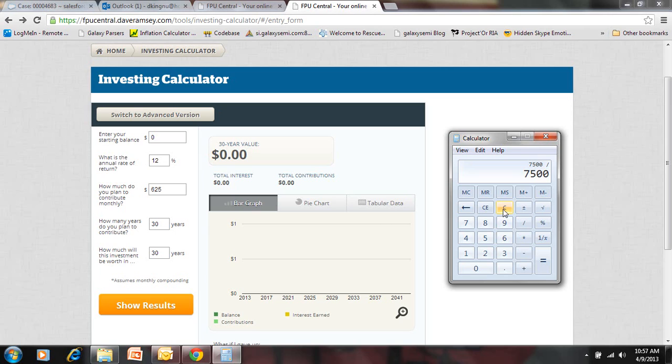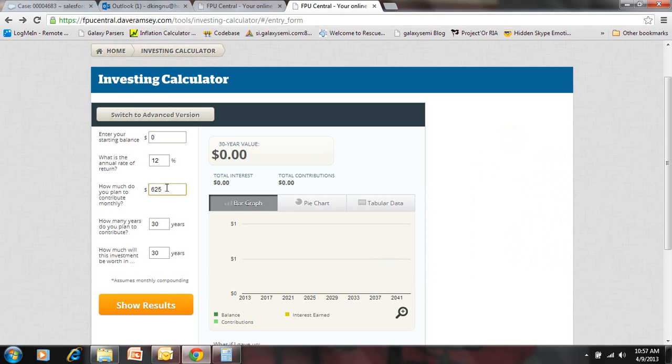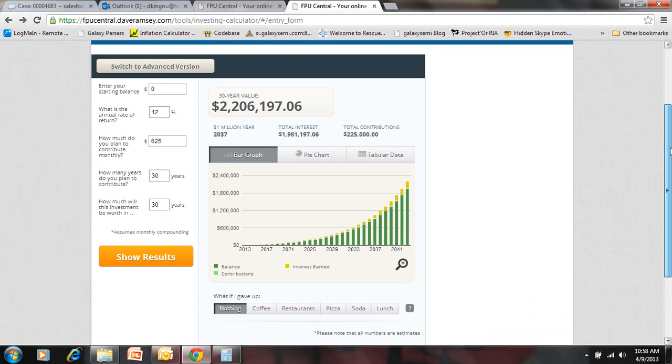Now, if we divide that by 12, that will tell us how much per month you'll be putting towards retirement, and that's $625. So I've put $625 here, and let's say that we're going to contribute that for 30 years. And let's see what that investment's worth in 30 years. I'm going to show the results. And there it shows you $2.2 million. You'll be a millionaire in 2037.